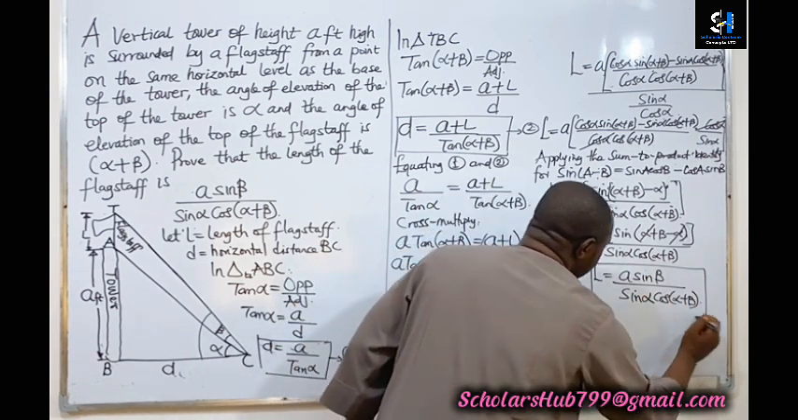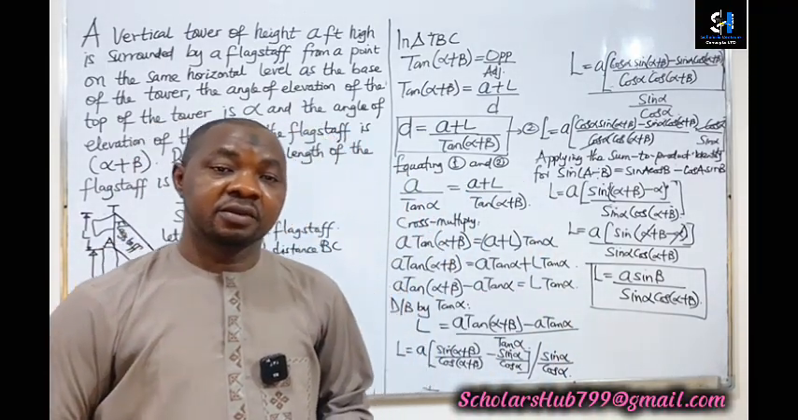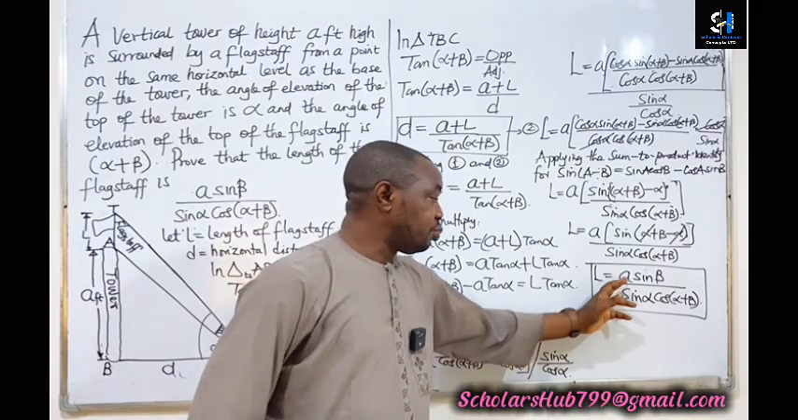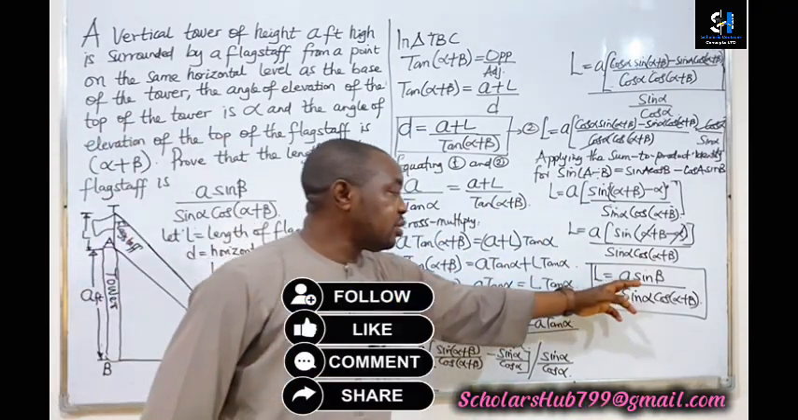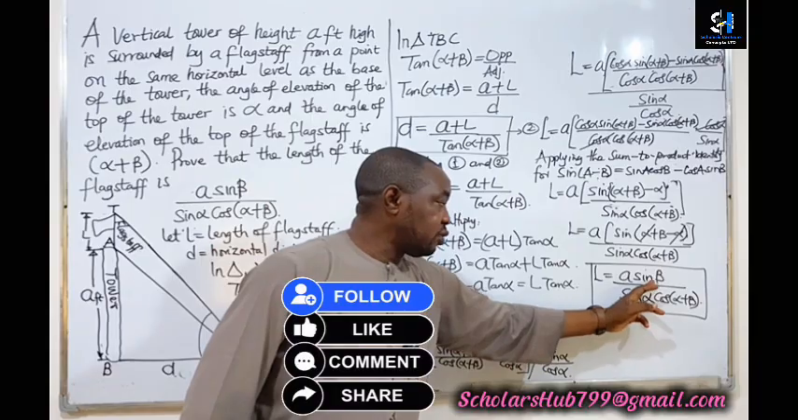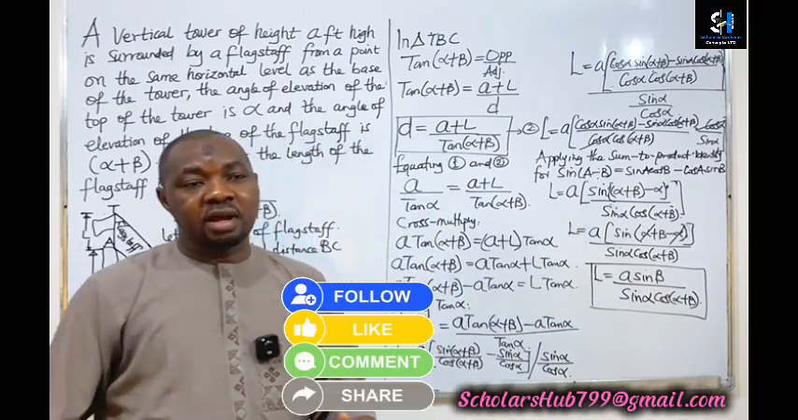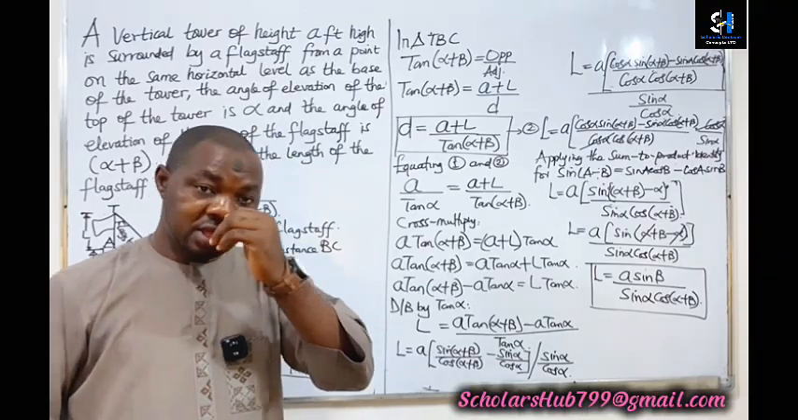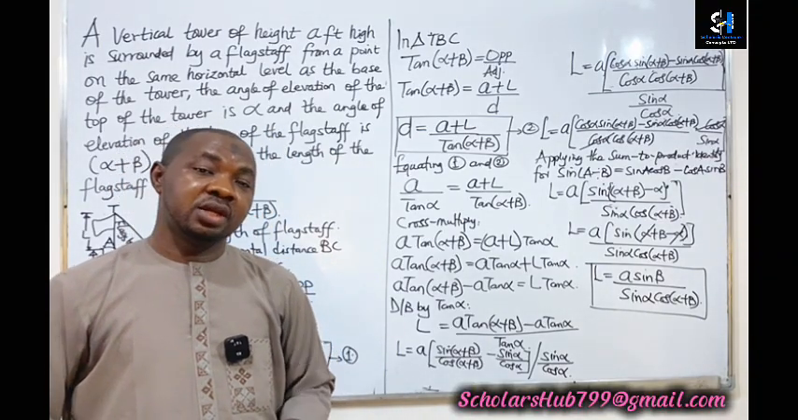And we just proved that the length of the flagstaff is equal to the product of the height of the tower and the sine of beta, divided by the product of sine alpha and the cosine of the sum of alpha and beta. And we've come to the end of this session.